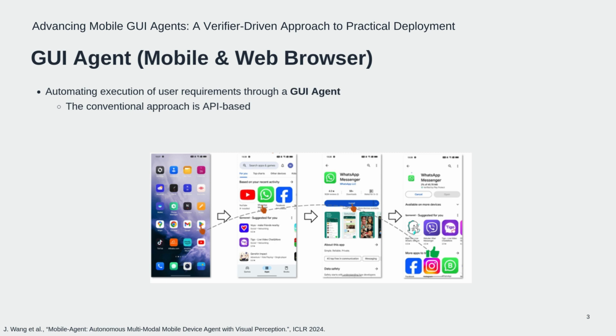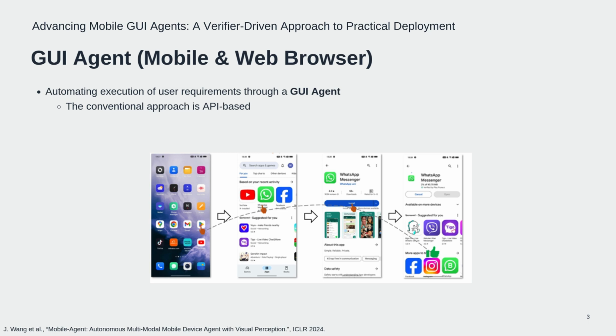Before getting into this approach, let's clarify what a GUI agent is in this context. We are talking about agents that can execute user instructions on a device UI. For example, you tell your phone, install WhatsApp Messenger, and the agent will simulate touches and typing to do it. This is different from traditional automation, which might use internal APIs. Here, the agent interacts with apps like a human user would, through the screen. Theoretically, every user's command could be done this way.